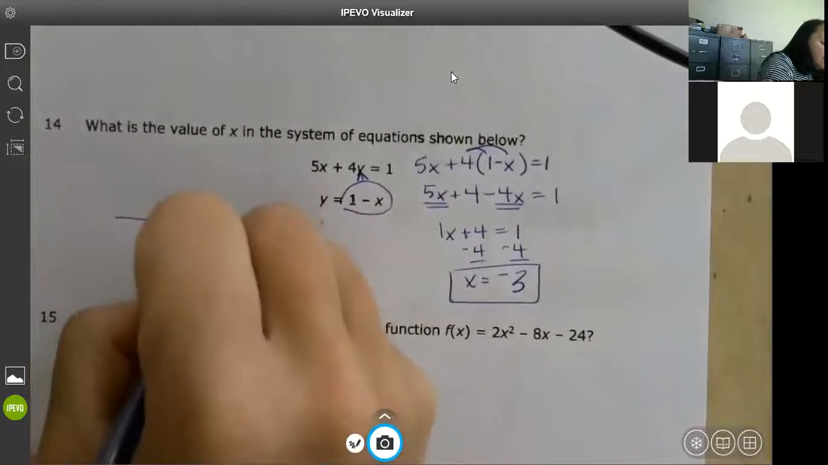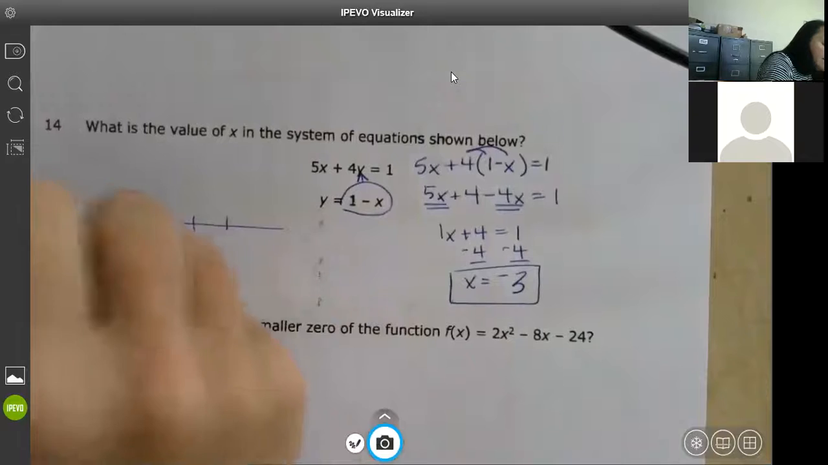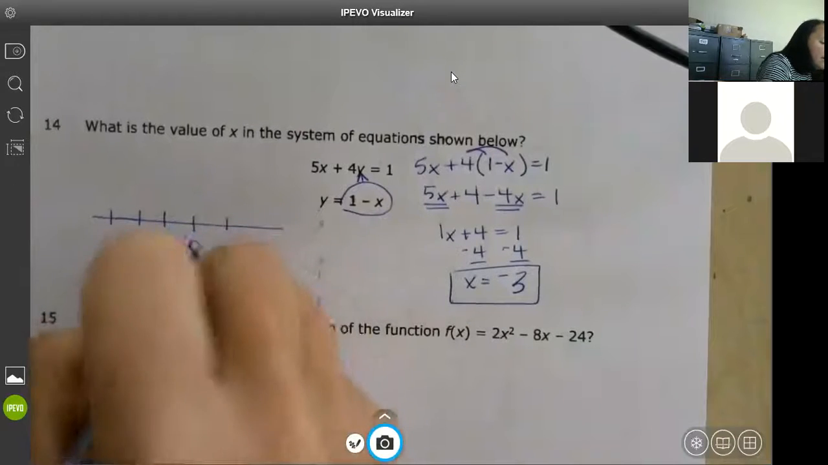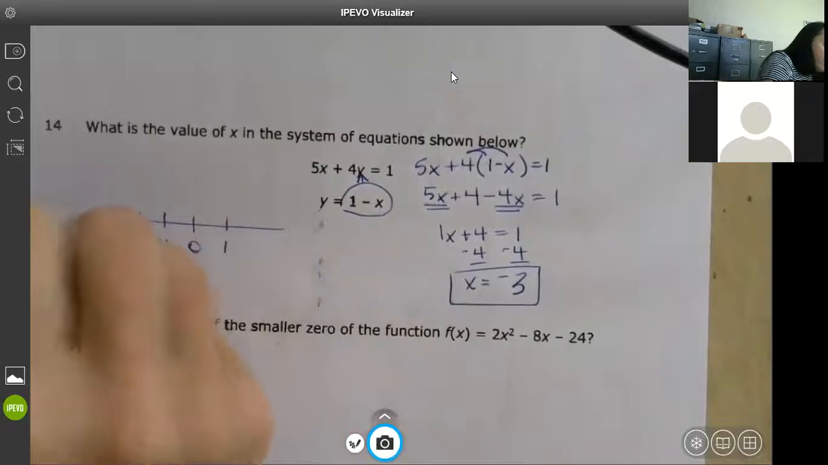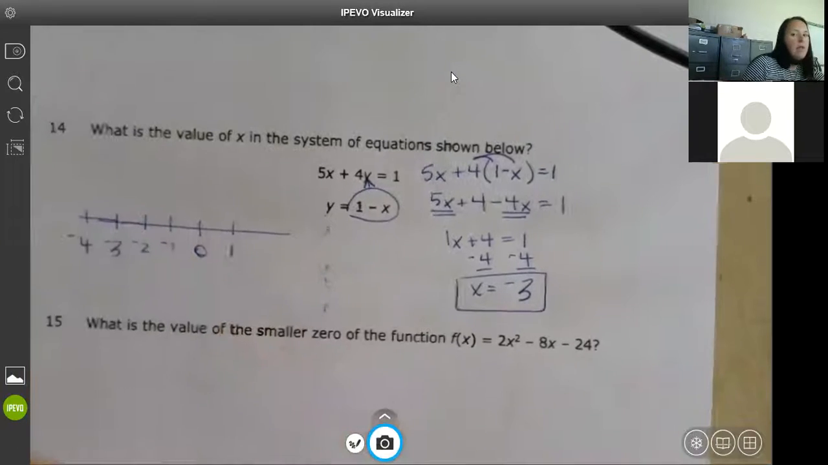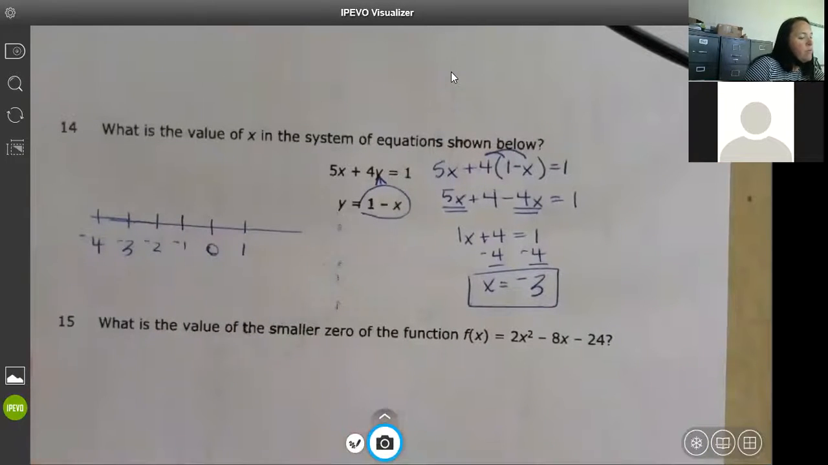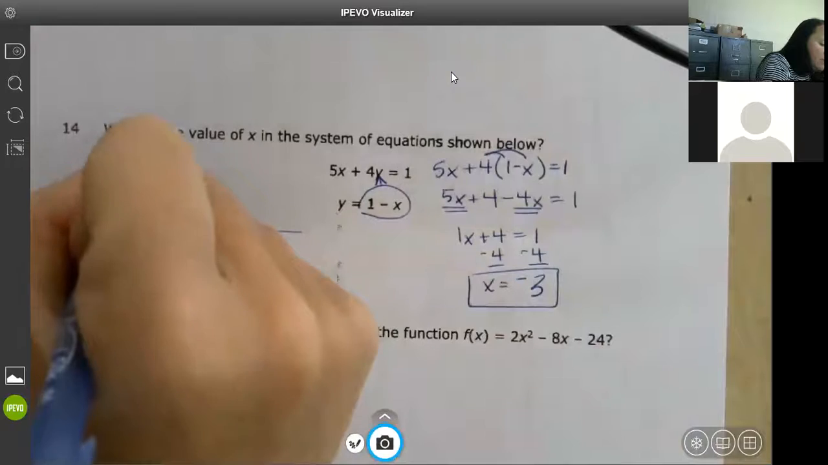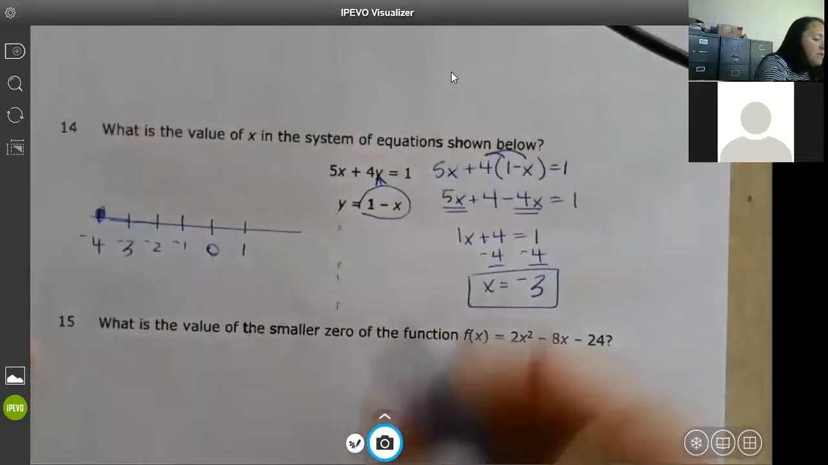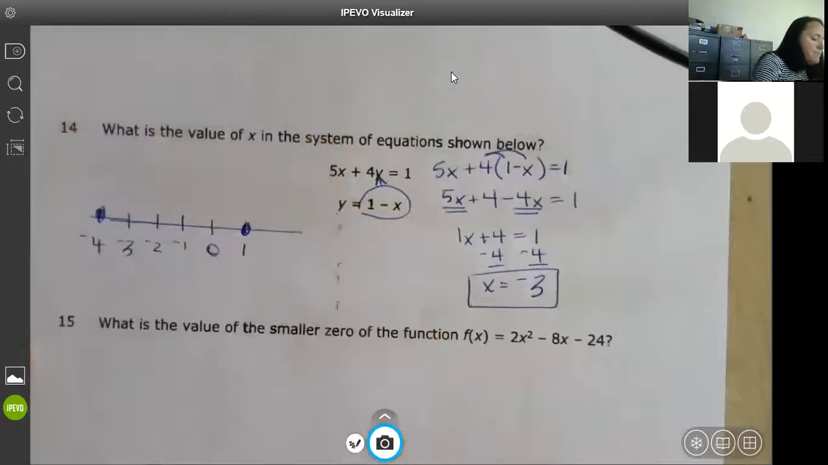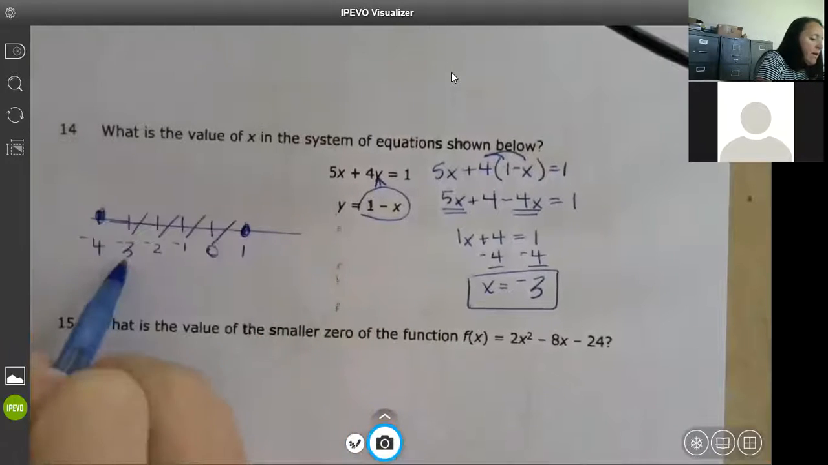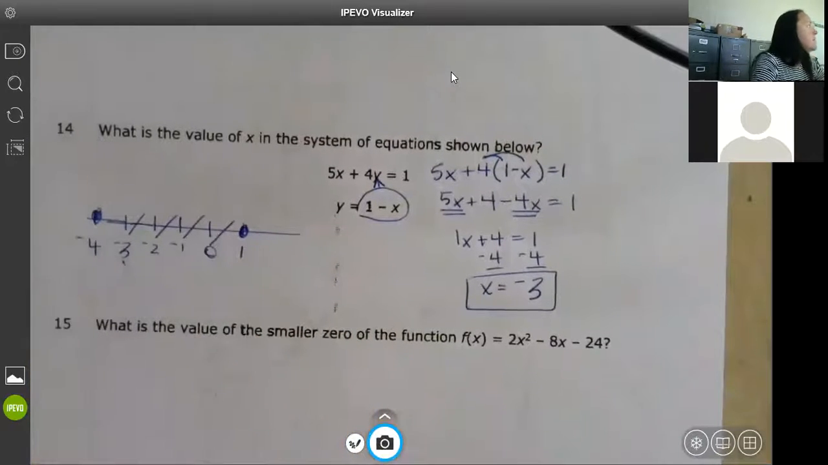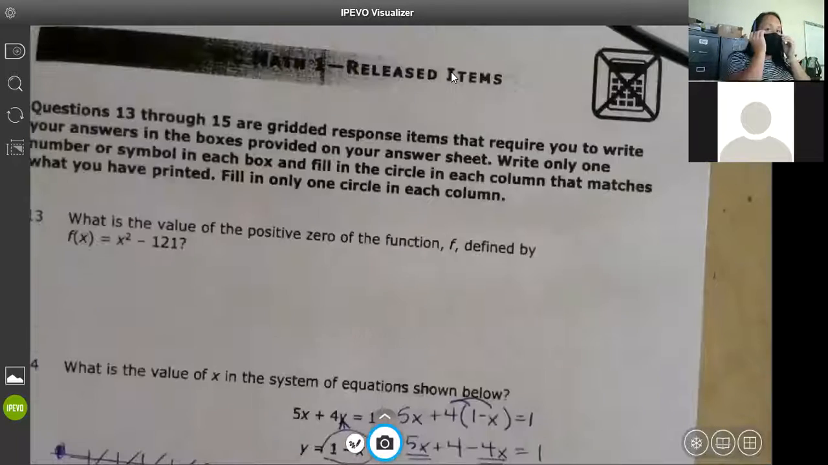Guys, think about this too. If you don't know how to subtract positive and negative numbers, make a number line. Okay, we started at 1 and went to negative 4. 1, 2, 3, 4. Where are you at? You're at negative 3. Is everybody good? If you have to. All right, so 13.